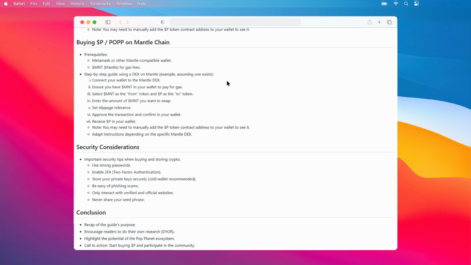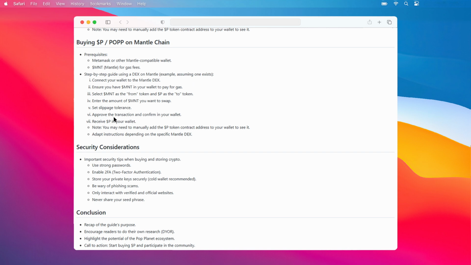Before you start buying and storing crypto, it's vital to consider security. Use strong passwords, enable two-factor authentication, and store your private keys securely, ideally using a cold wallet. Be cautious of phishing scams, interact only with verified and official websites, and absolutely never share your seed phrase.